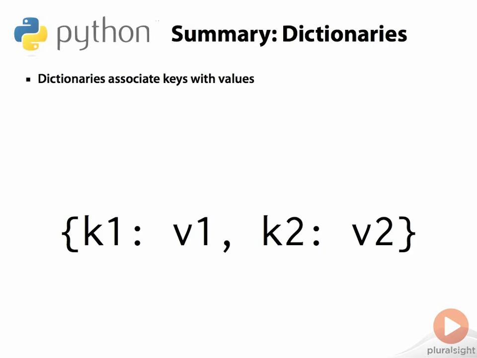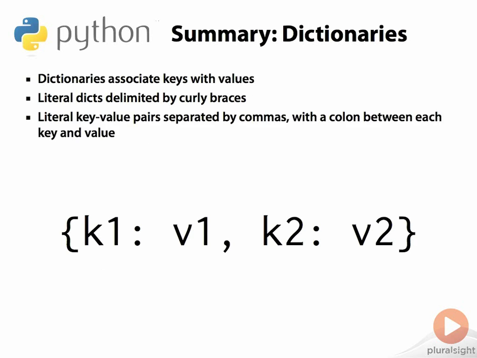Dictionaries associate keys with values. Literal dictionaries are delimited by curly braces. The key-value pairs are separated from each other by commas, and each key is associated with its corresponding value with a colon.